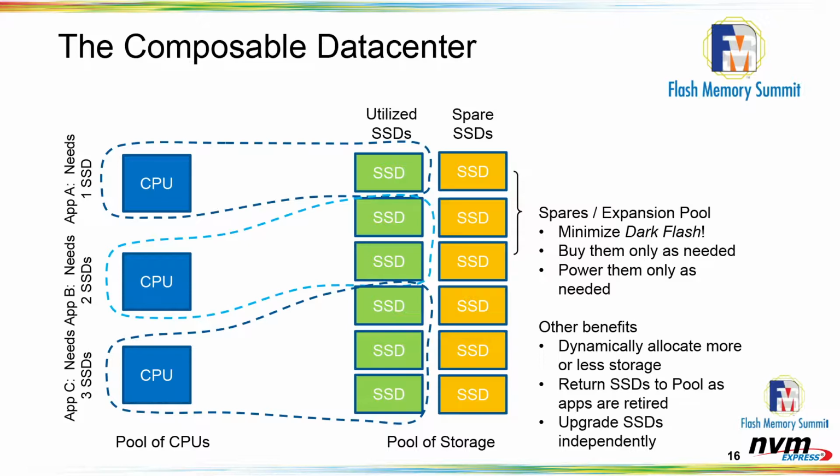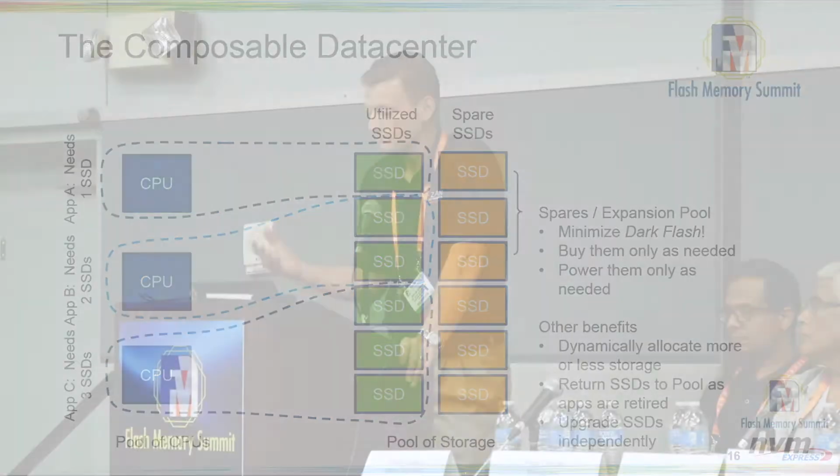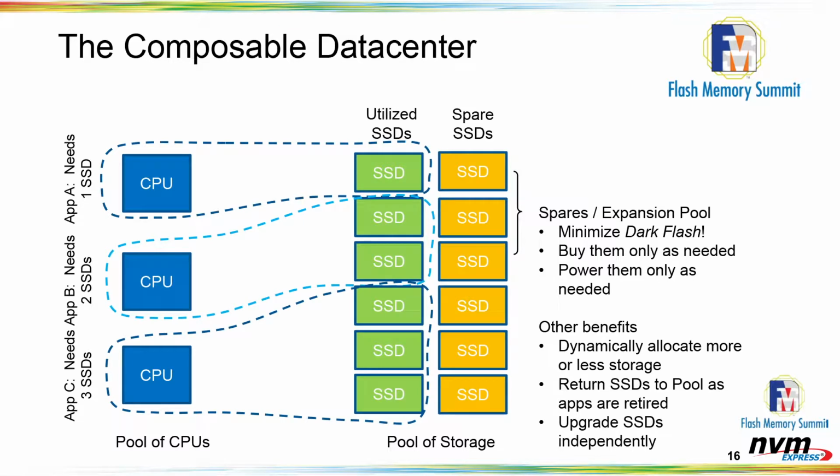You're minimizing your dark flash. You're buying fewer SSDs because your storage utilization has gone up. That's CapEx savings. You're powering fewer SSDs. They're not sucking up power even though they're sitting there just idle. That's OpEx savings. And there's other benefits, like you can dynamically allocate from a new application to 20 SSDs if that's what's required.